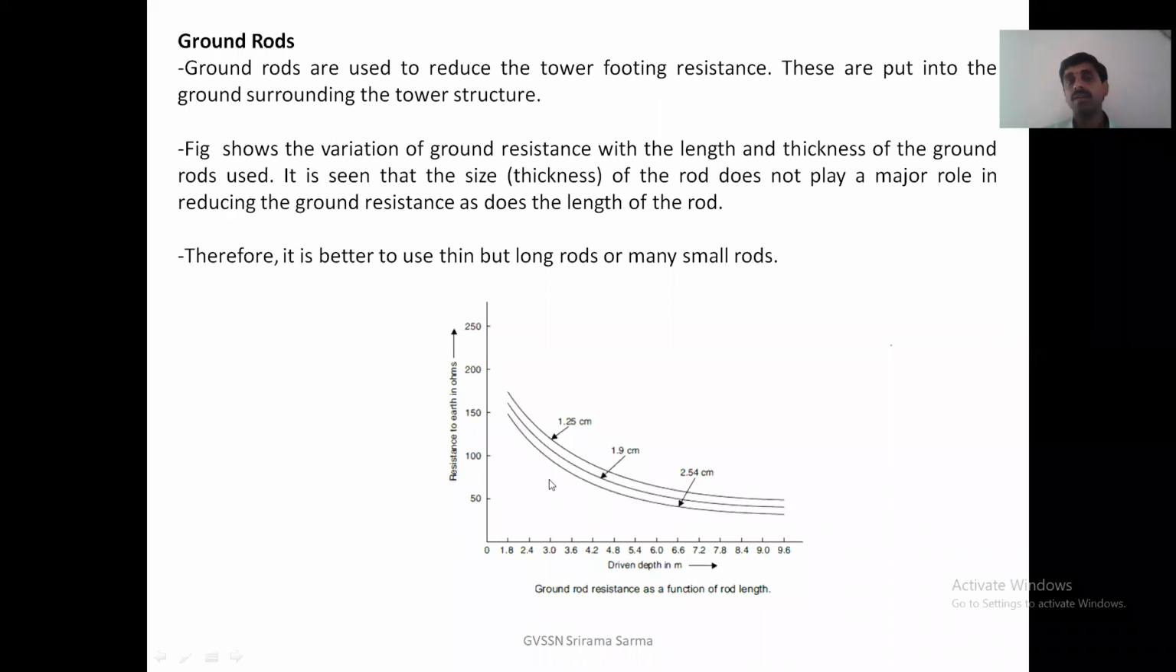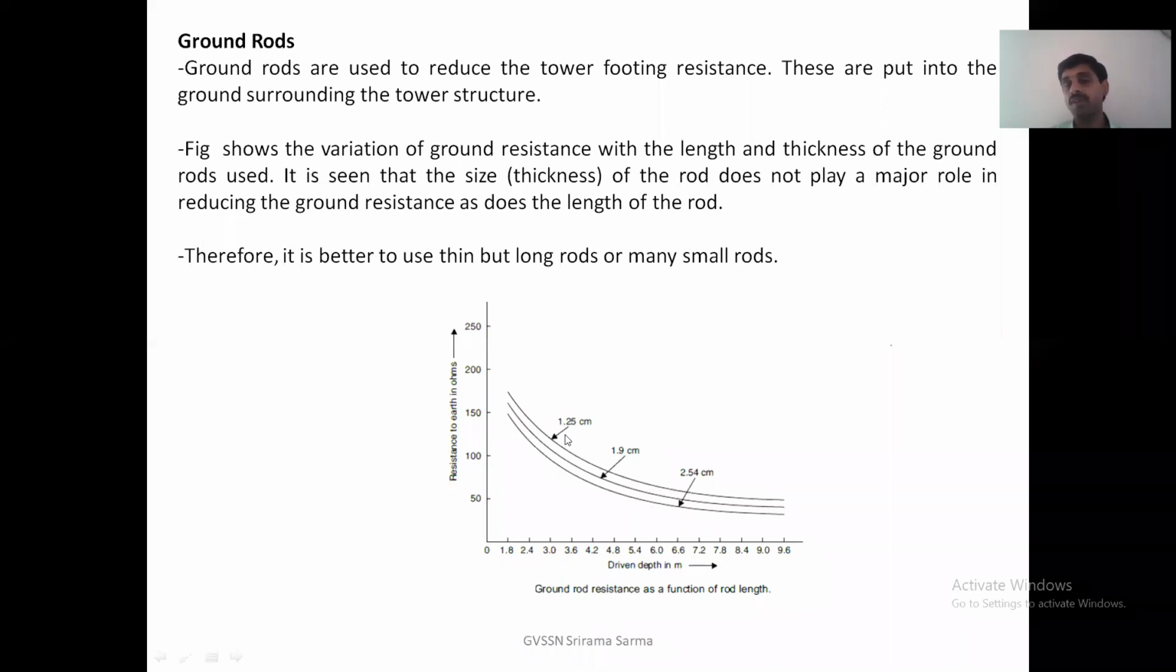They put in variations of the ground rod. You can see the distance and the depth. So here, how to reduce the resistance? Not by the size of the conductor, but by the length of the conductor. That means how much length you are inserting into the ground is very important compared to the size of the conductor. The thickness of the ground rods used is not important. The length is important. It is seen that the more length of ground rod is kept, the better the reduction of the tower footing resistance.